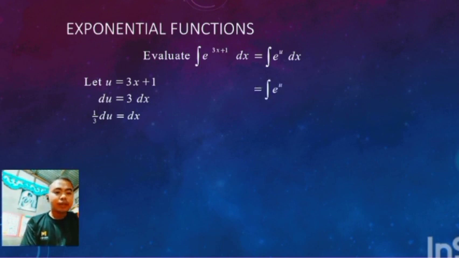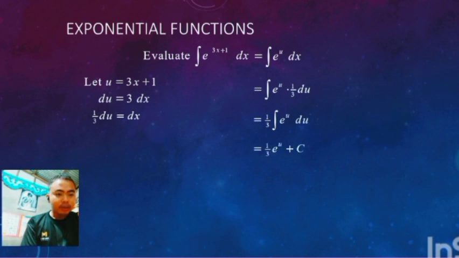And so continuing the integral, we have e raised to u, just copy that and then substitute 1/3 du for our dx. So we get the integral of e raised to u times 1/3 du. And so according to the rule of integration, we need to write 1/3 before the integral sign and then just copy the e raised to u, then add du.